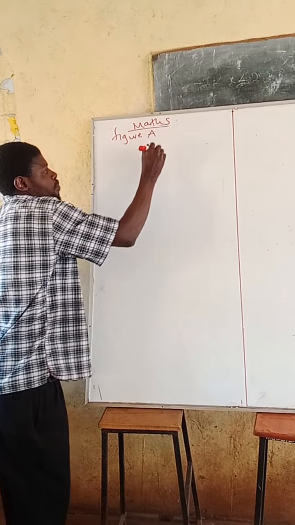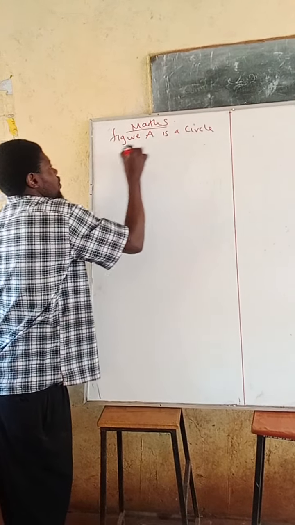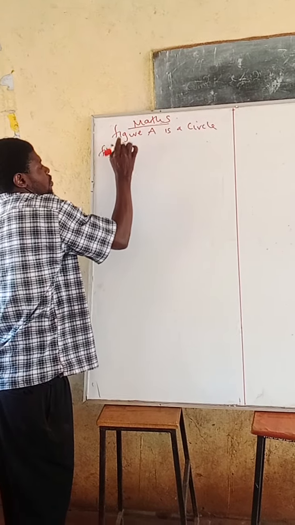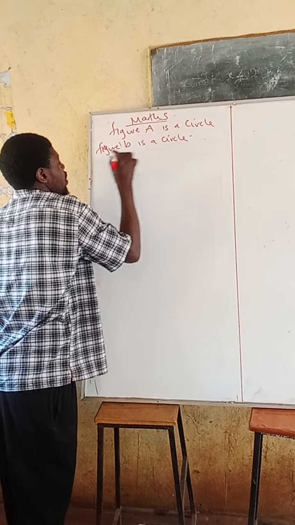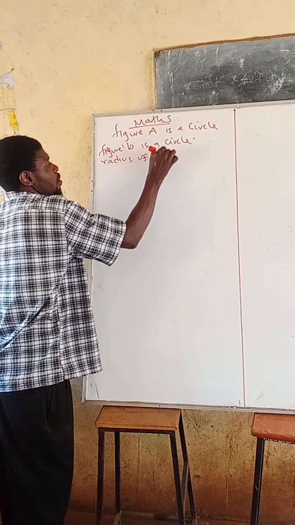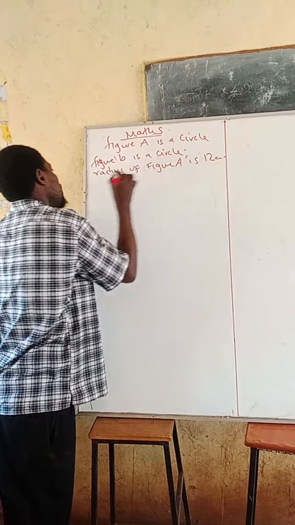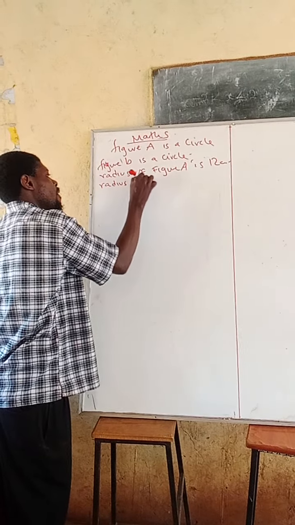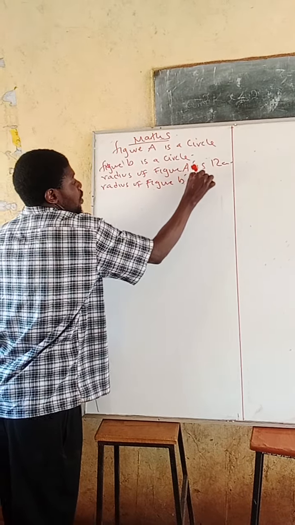Figure A is a circle. Figure B is a circle. The radius of figure A is 12 centimeters. The radius of figure B is 10 centimeters.